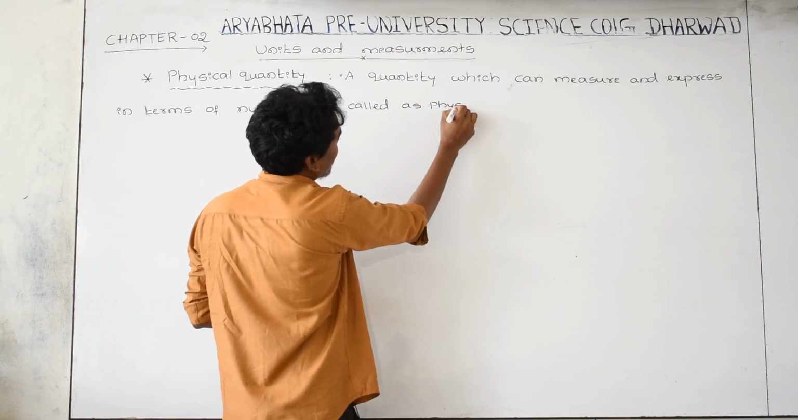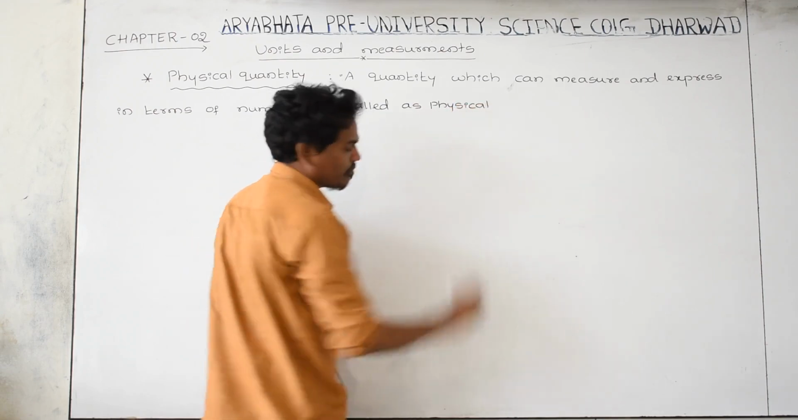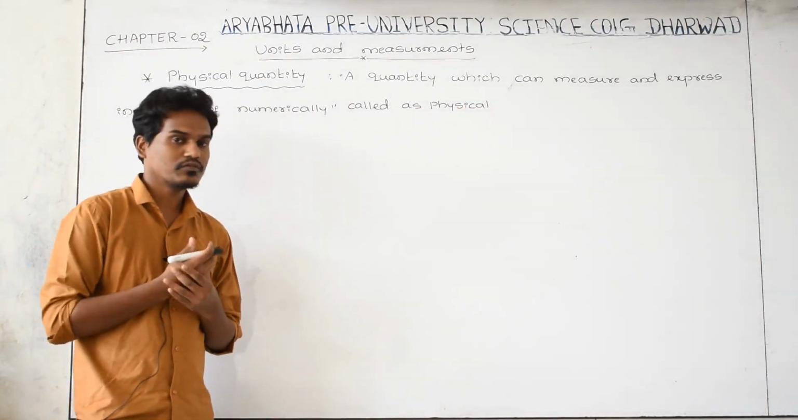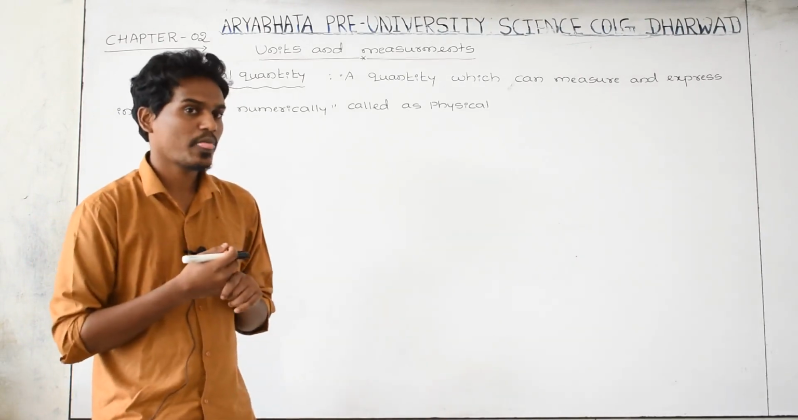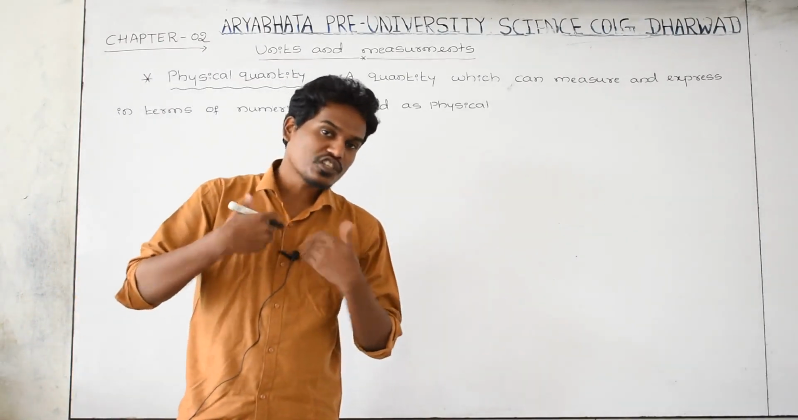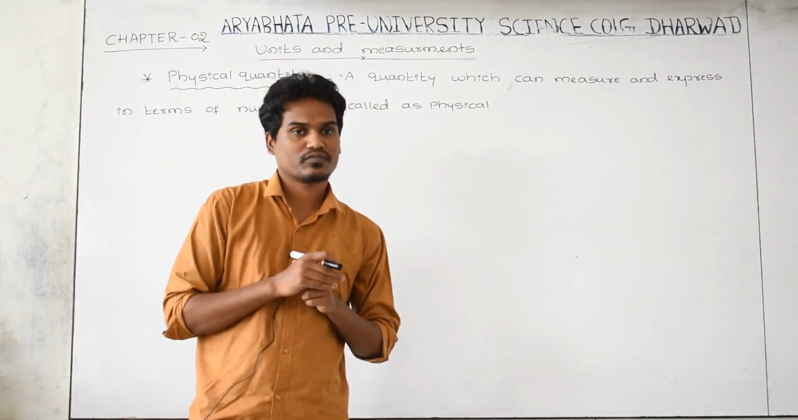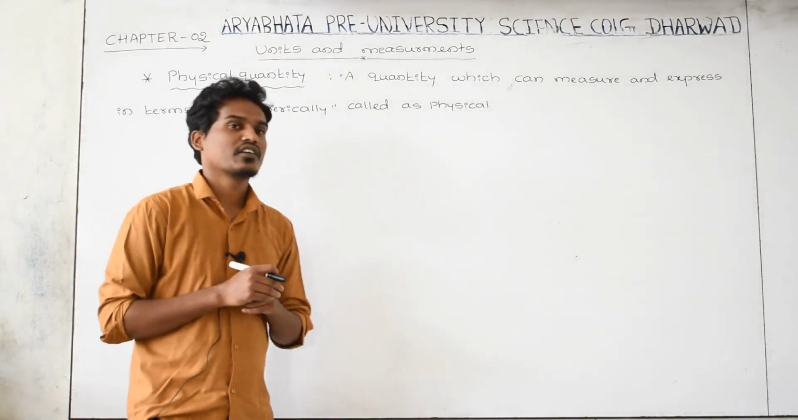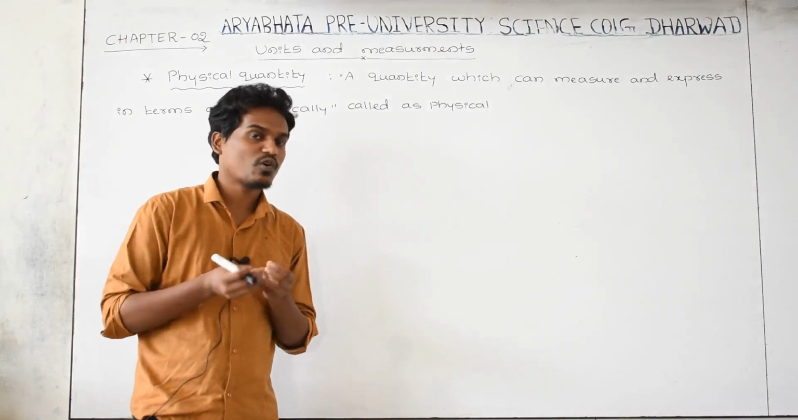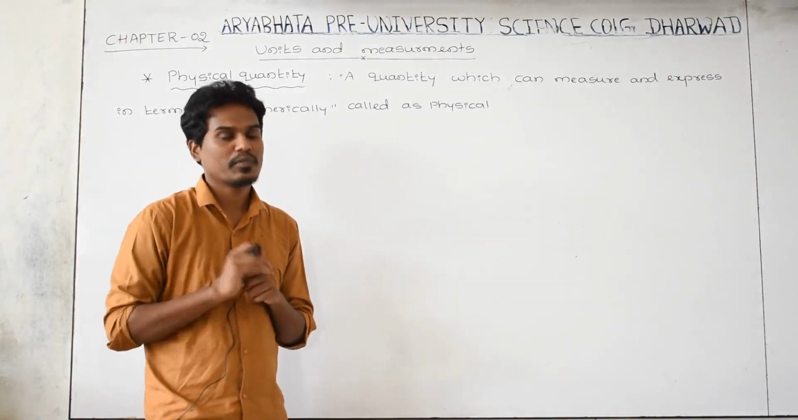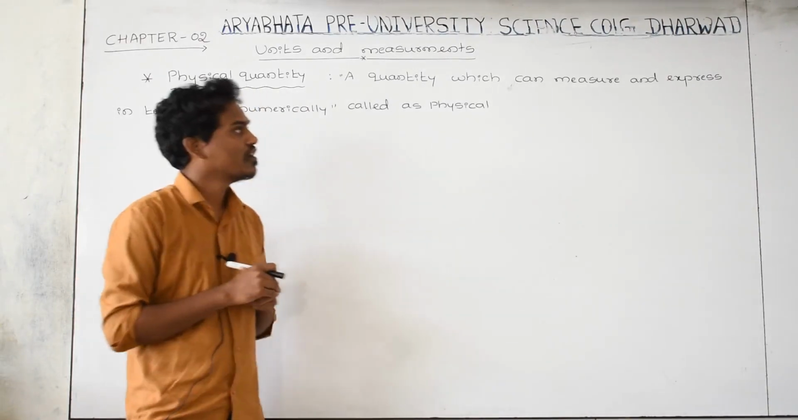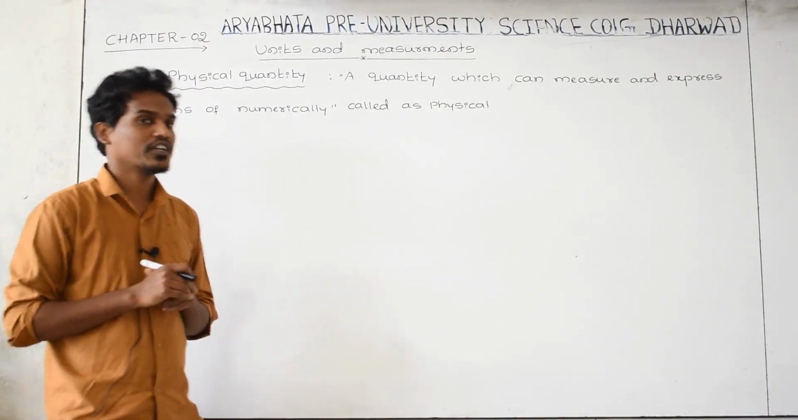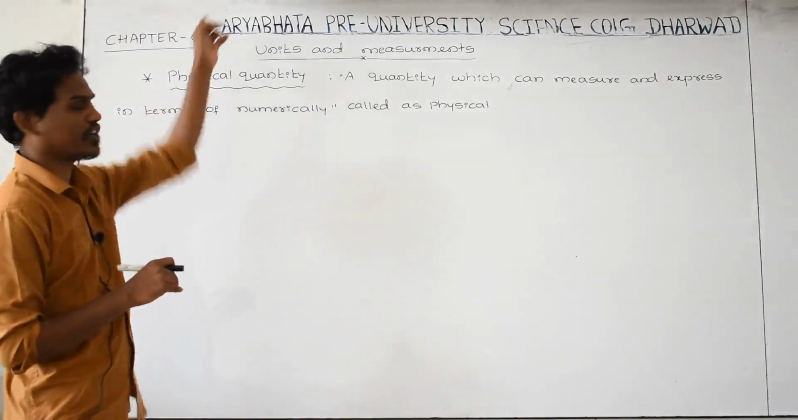You know very well many such quantities. What is the meaning of physical quantity? That quantity can be measured, and after measuring the quantity, it is possible to express it in terms of a number, numerically. If you are able to express that quantity by writing a number, and also after measuring it is possible to express it in terms of a number, all those quantities we are going to call physical quantities.